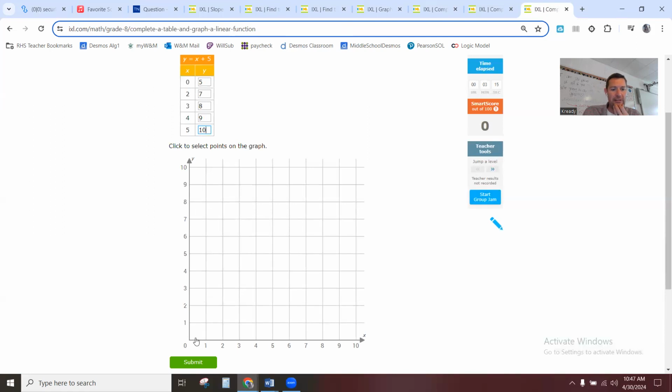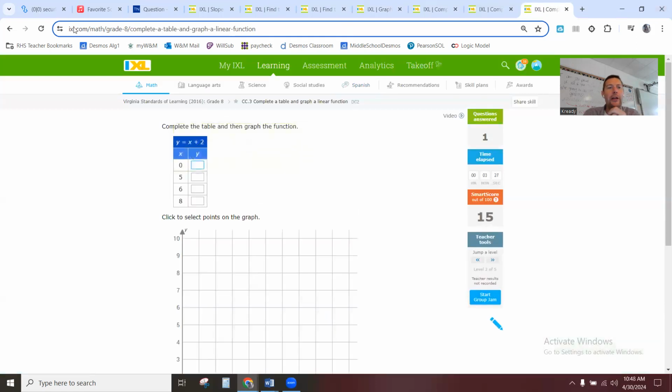And I could graph those points: 0, right or left 0, up 5. I'm going to go 2, and I'm going to go up 7. And there's my 2 points. And you only need 2 points to graph. Got to be able to do it.